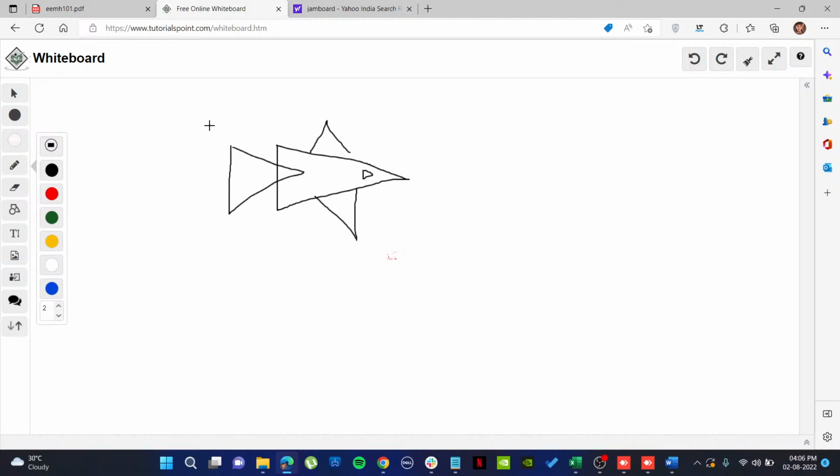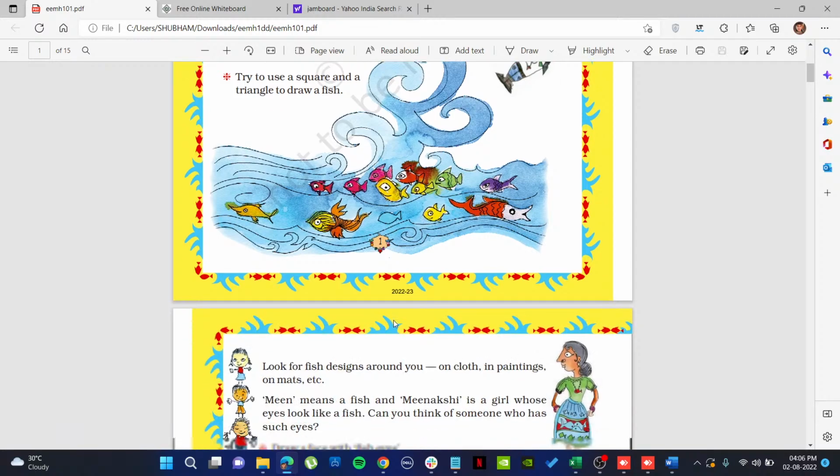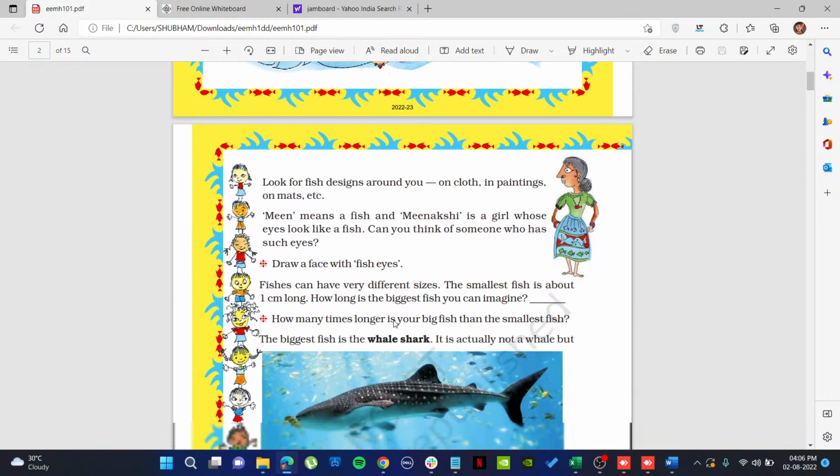So here, I have used triangles to draw a fish. And here we can see the eye of a fish. And here it is representing its fins through which fish swims in water. Okay, let's explore some other points.